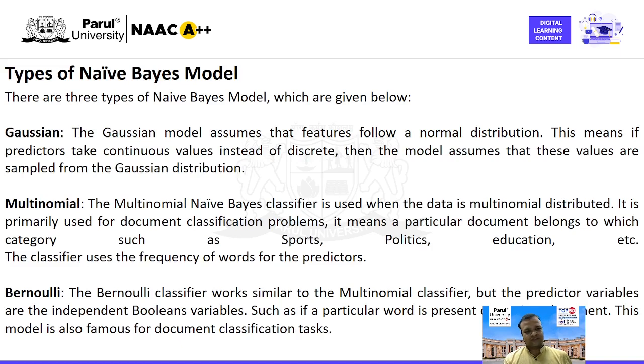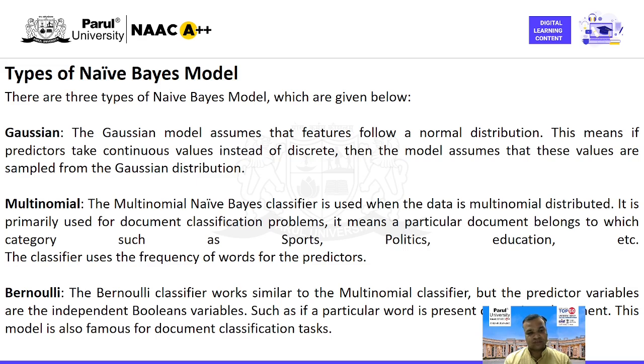Types of Naive Bayes model. There are three types of Naive Bayes model which are given below. First one is Gaussian model. The Gaussian model assumes that features follow a normal distribution. This means if the predictor takes continuous values instead of discrete values, then the model assumes that these values are sampled from the Gaussian distribution.